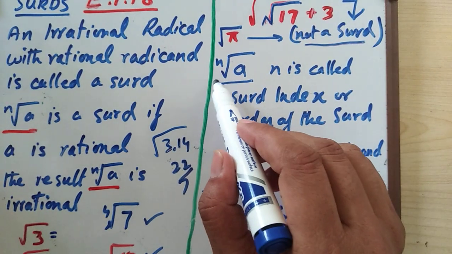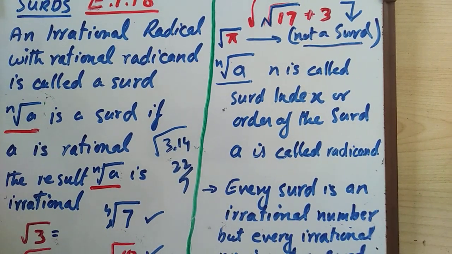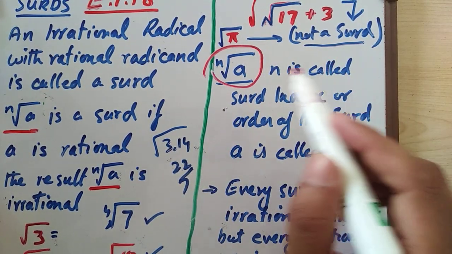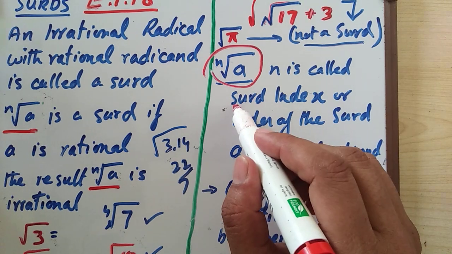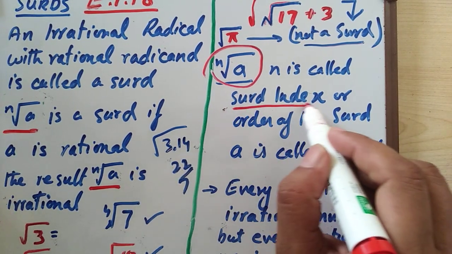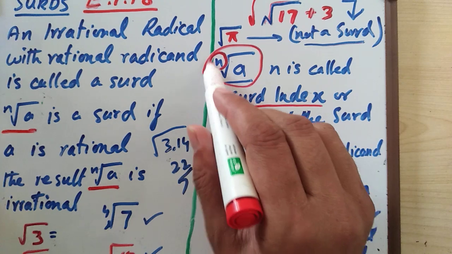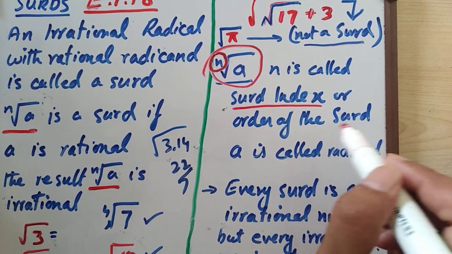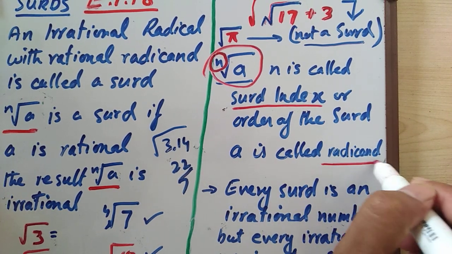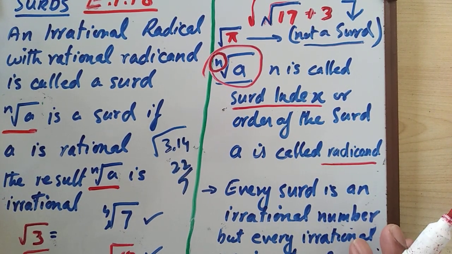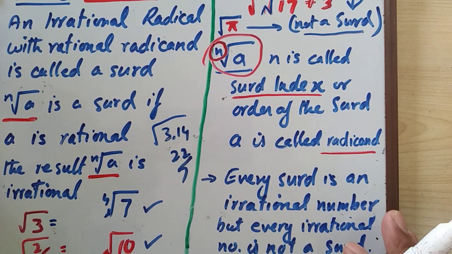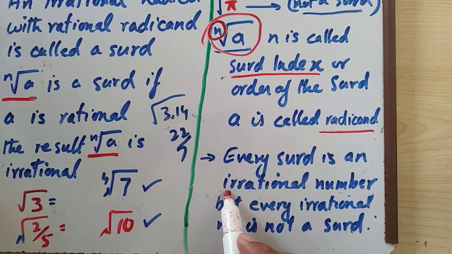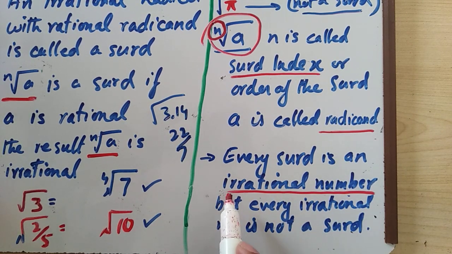So now in this part, we are going to define the parts of this number, the nth root of a. N is called the surd index. So this n written outside here is known as the surd index or order of the surd, and a is called the radicand, right? One more thing to be noted is that every surd is an irrational number. Keep in mind that every surd is an irrational number.